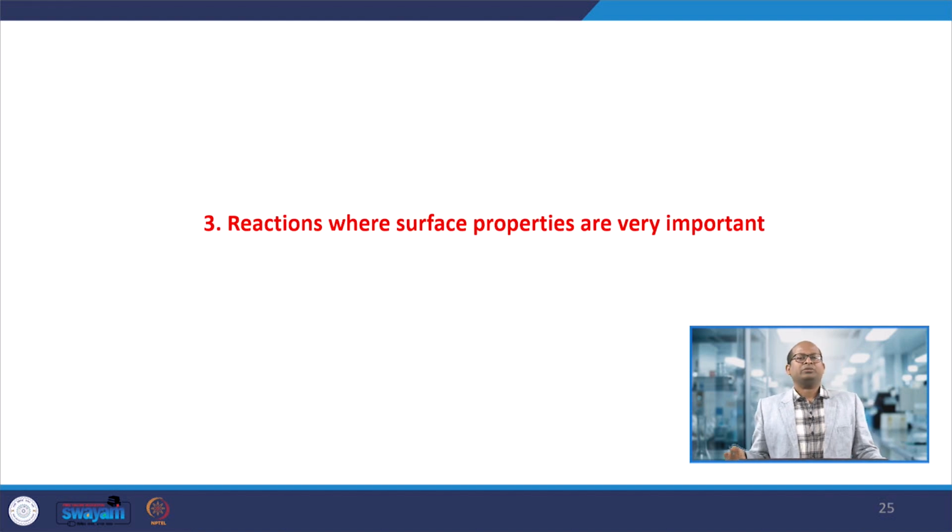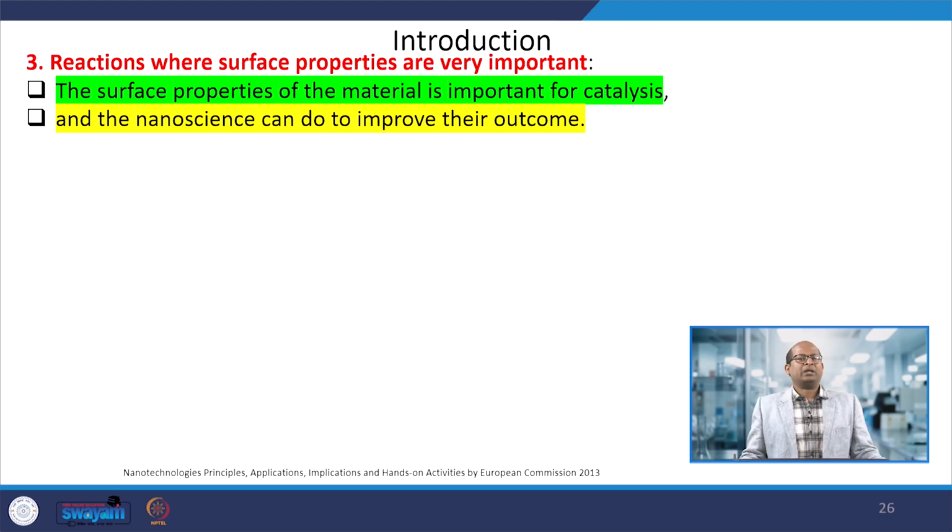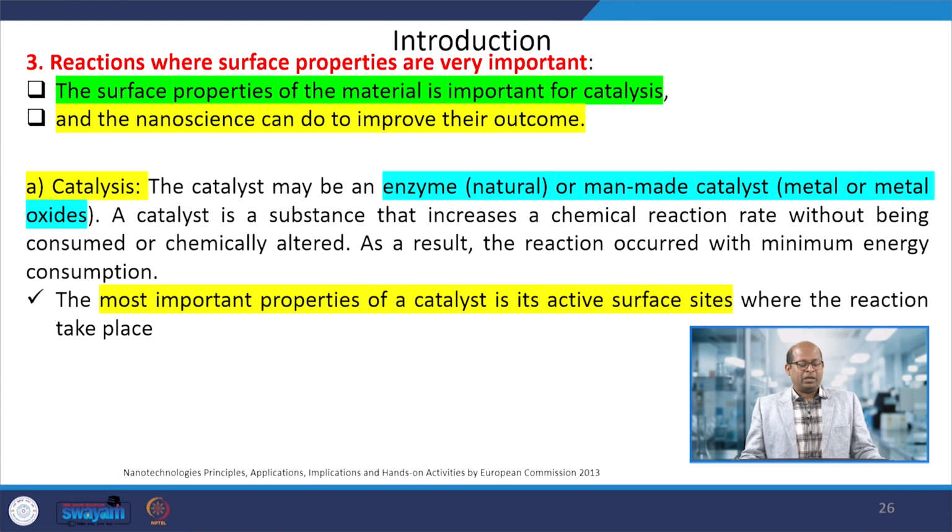Now we come to the reactions where surface properties are important. Whenever we conduct any reaction, we have to use some catalyst. That catalyst may be a metal, metal oxide or any other form. We can use that catalyst in bulk form or in nanoform. There is a lot of advantage when we use the material we are synthesizing in nanoform as a catalyst in catalytic reactions.